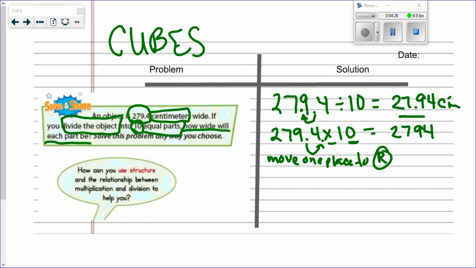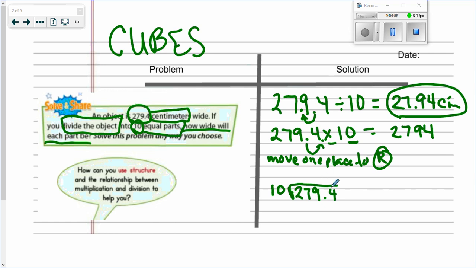Okay. Now let me show you a little bit about how this works if we wanted to set it up and do it as a standard algorithm problem, which some of you might have done since we've been working with that lately. My divisor is going to be 10. The original number is 279 4/10. So this is like a second way that you could have done this, all right? I'm going to follow the steps of division.